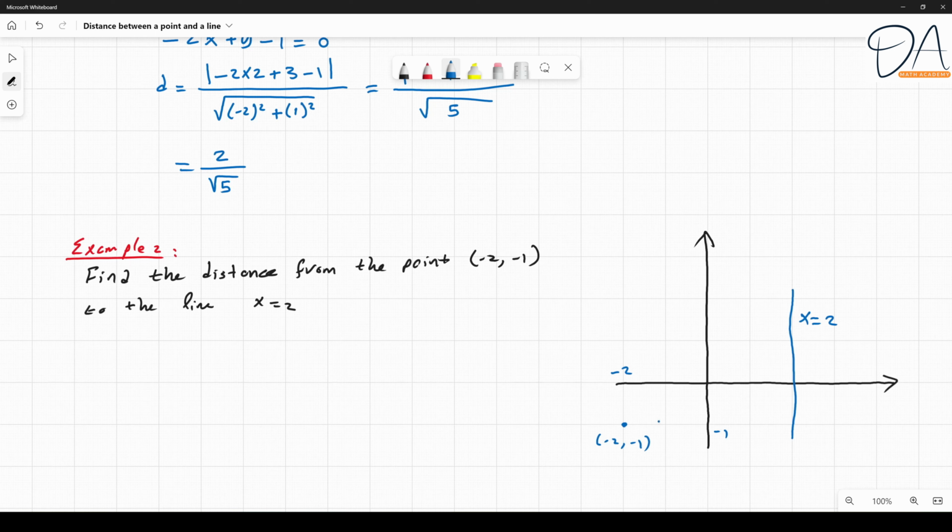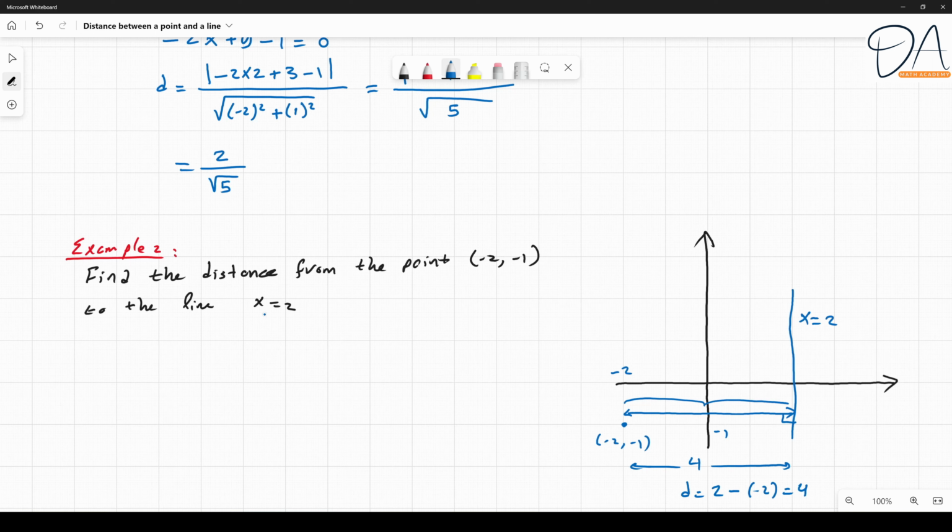Graphically, it's easy to see the distance from this point to this line. So this is the distance. This is the perpendicular line here. It's clear that you have 2 units here and then there are 2 units here. So a total of 4. So the distance here is 4, which you can also find by taking the difference between the x coordinates. So the x coordinate here is 2, and here is minus 2. So 2 minus minus 2 gives us 4. If you use the equation, you should get the same thing.